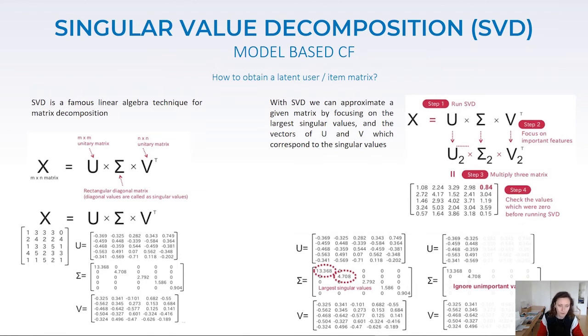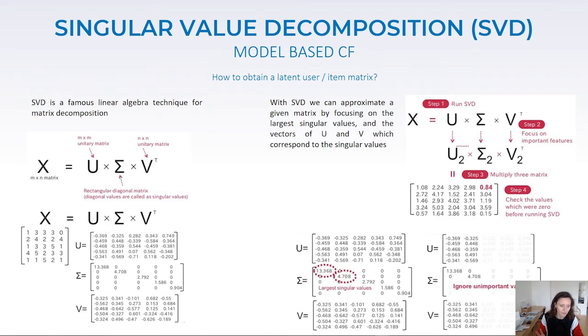So how do we obtain the latent user item matrix? The matrix before is called latent factors or latent user item matrix. A common method is singular value decomposition, which is a linear algebra technique for matrix decomposition. So the steps are these ones. You identify the matrices. U is the user matrix and V is the item matrix.